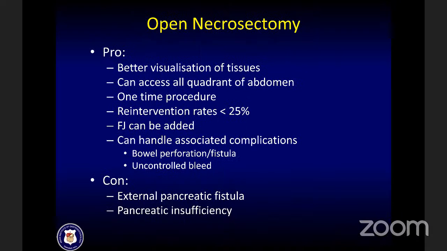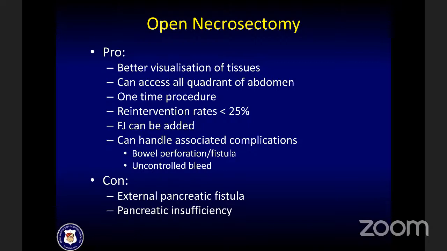So what are the advantages of open necrosectomy? You can have better visualization of the tissues, which some reports have mentioned, but I disagree with this concept. Actually, you can have better visualization with a laparoscopy. You can get into the cavity more clearly, like what Rajesh has shown, that you can see a vessel and clip it. But the other advantage is you can access all the quadrants of the abdomen, which is very difficult with minimally invasive, endoscopic or percutaneous approaches, where you have to have multiple ports. And it's a one-time procedure, and reintervention rates are less than 25%, because if you are able to achieve complete clearance with open necrosectomy, reintervention rates are much lower.